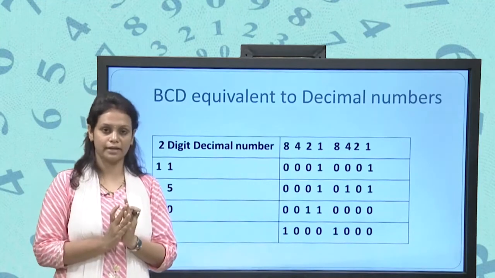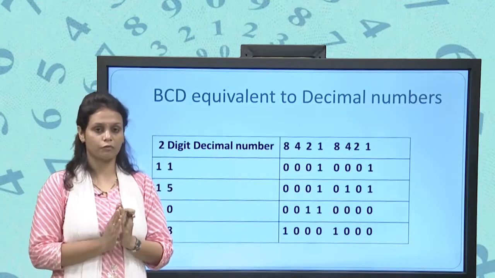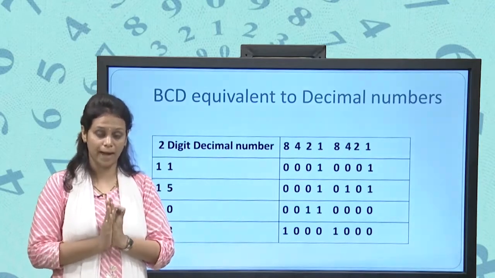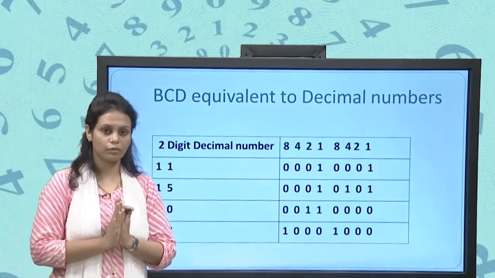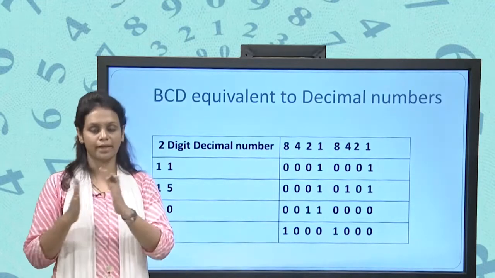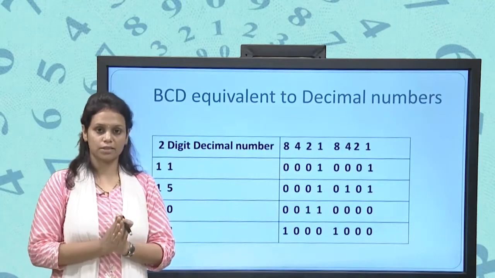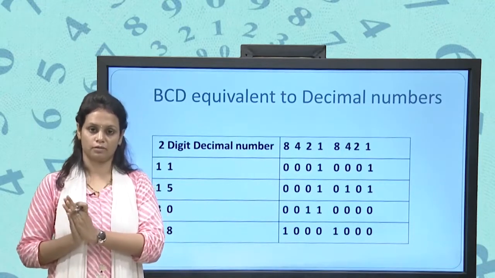So 8 plus 3 is 11. So what is our binary number? It is 1 0 1 1. This is our binary number. Suppose we want to convert 11 to the binary system. What is the answer? The answer is 1 0 1 1, okay.